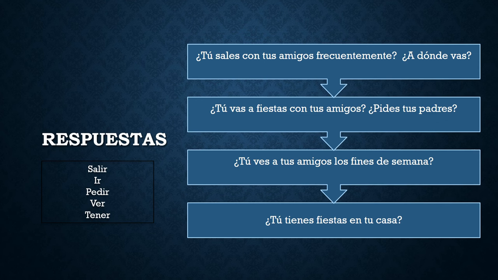So the first question, ¿Tú sales con tus amigos frecuentemente? And ¿a dónde vas? I've helped out a little. There's a word box over here with the infinitive forms of the verbs you'll need. You're not just going to answer yes or no. You need to answer in a complete sentence. Yes, if you were talking to a friend, just saying yes or no is completely fine.